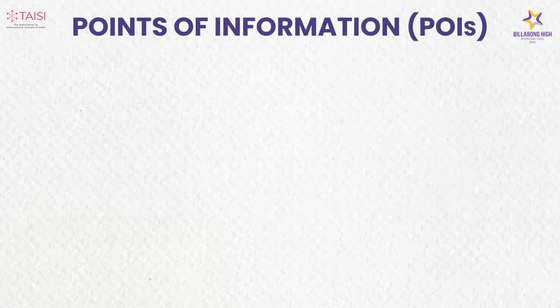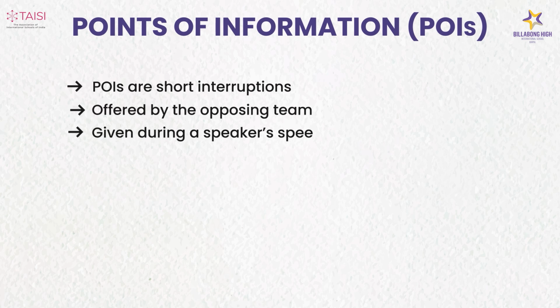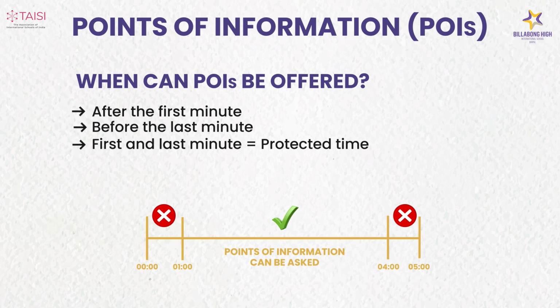Now, let's talk about points of information, or POIs. POIs are short interruptions offered by the opposing team during a speaker's speech. POIs can be offered after the first minute and before the last minute of a speech. The first and last minute are called protected time, and no POIs can be offered through them.